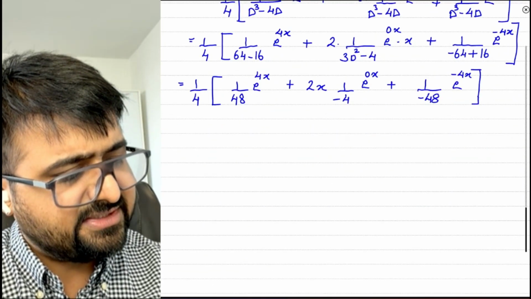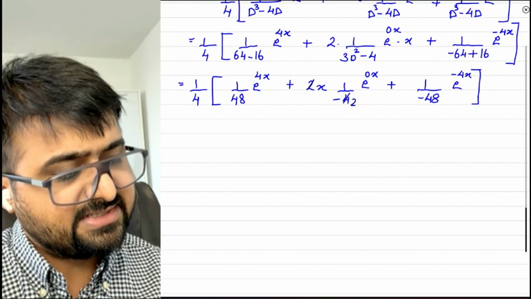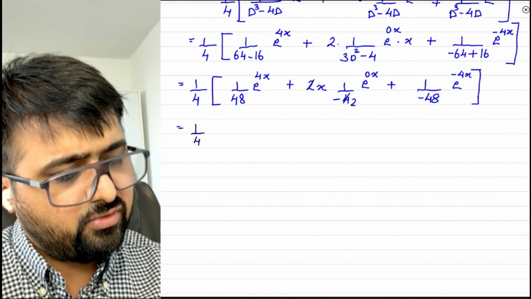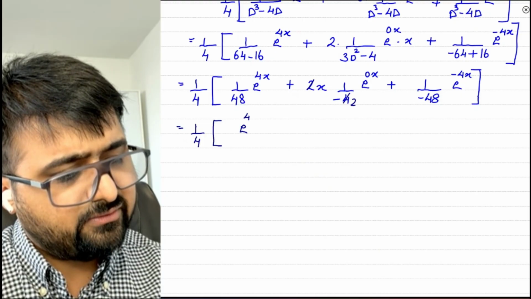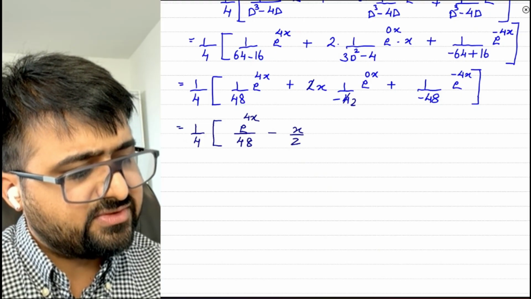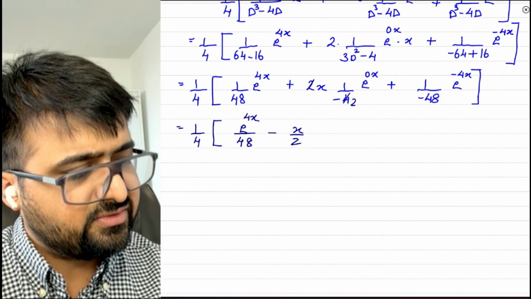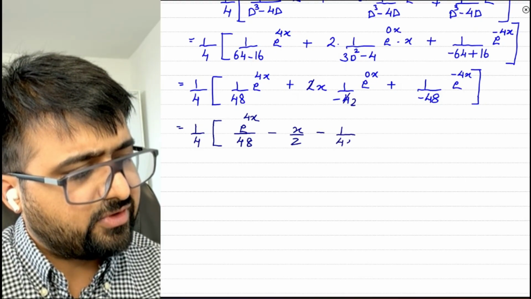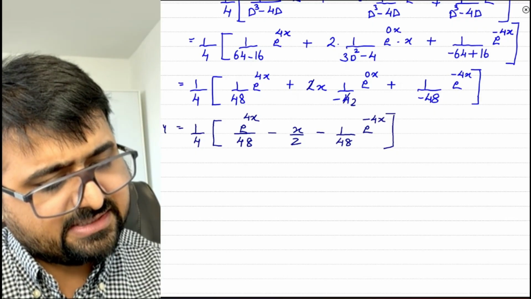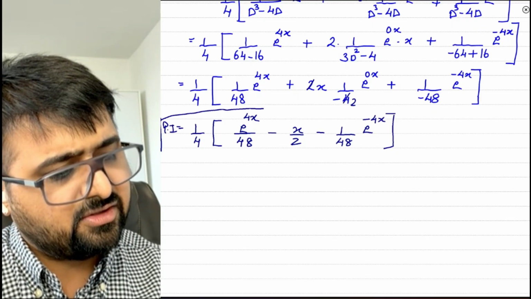Let's simplify this a little bit. This will just become, you can cancel it out and write 2. And this will just become 1 upon 4 e to the power 4x over 48 minus x by 2. This is just 1, so you can ignore that. Minus 1 upon 48 e to the power minus 4x. And that is your particular integral or PI.